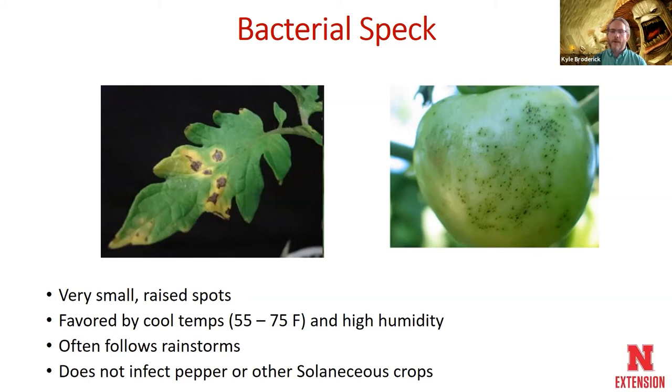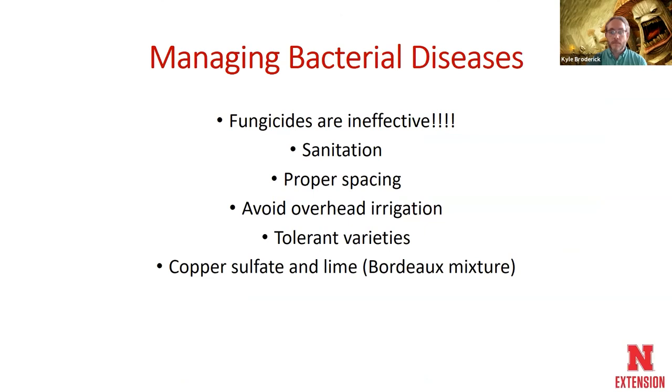We tend to see a lot more bacterial speck showing up following a rainstorm where we have severe winds or maybe some sandblasting that occurs, creating wounds that allow that bacteria to enter into the plant. Now, one thing to keep in mind about bacterial speck is this one does not infect other solanaceous plants. And so our peppers and our potatoes do not get bacterial speck. Bacterial spot can infect all of our solanaceous plants. Bacterial speck is not the case with this one.